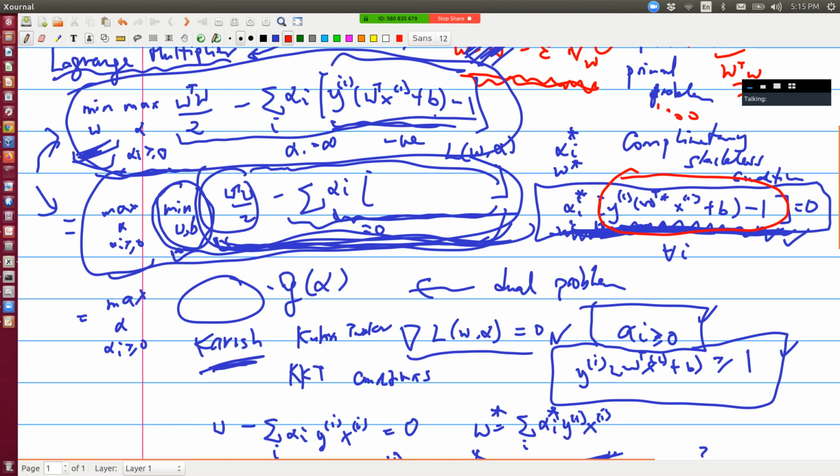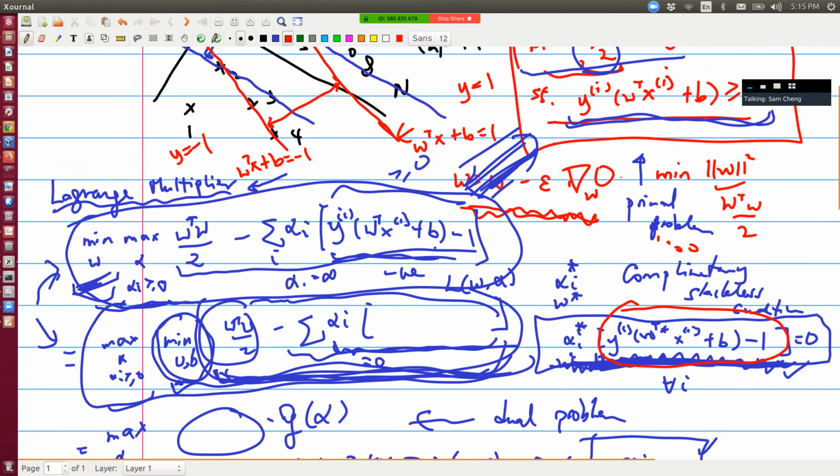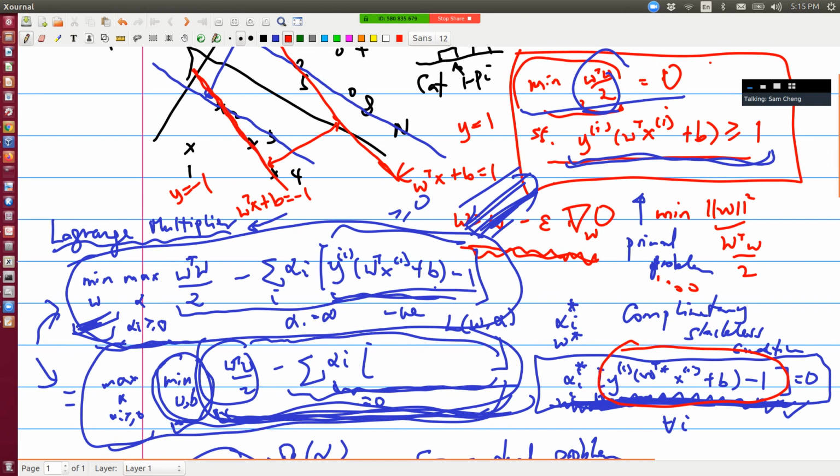It means it's not lying on the margin? Oh, more than that. It's actually exactly lying on the boundary. On this side it would be bigger than or equal to 1, and on the other side w transpose x plus b is less than or equal to 1. If this is equal to 0, it's exactly lying on this boundary. This is actually the support vector. So the samples there are the support vectors.